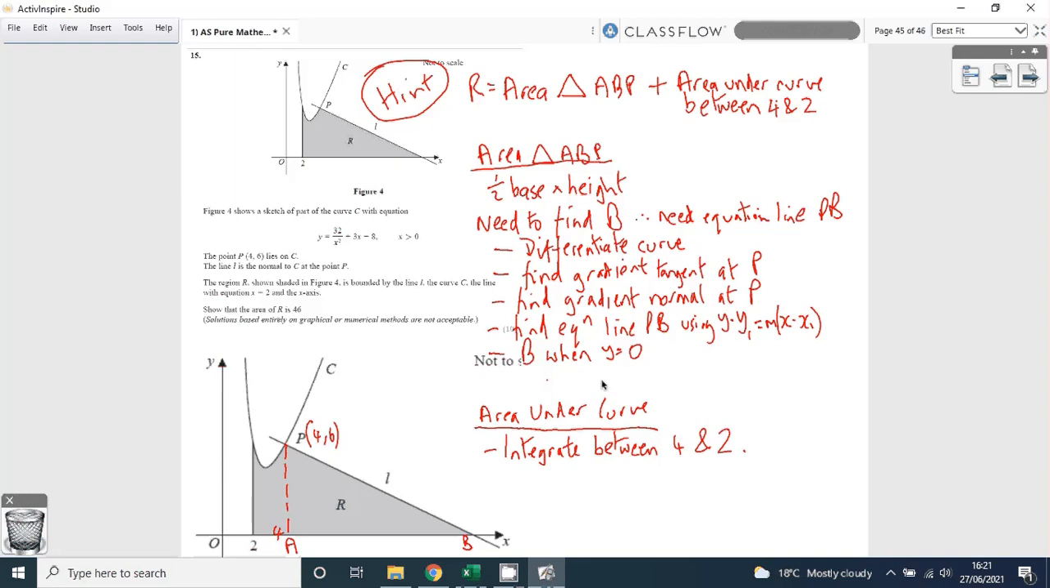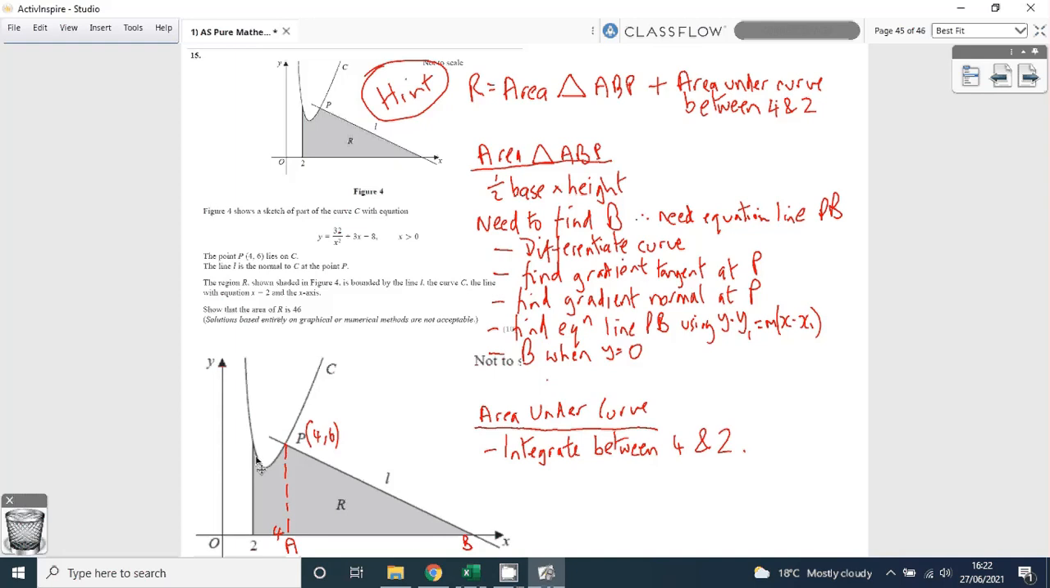Okay, so let's just go through all of that again. How am I going to work out the tangent of the curve at 4? I'm going to need to differentiate the curve, substitute in the x coordinate of 4 to work out the tangent at P, flip it over and change the sign to work out the gradient of the normal at P, substitute that into the y minus y1 formula along with our knowledge that the point P sits on the line, and then using that equation of a line, B is when y equals 0. That will give me the value of B. I can then work out the area of the triangle, half times base times height.